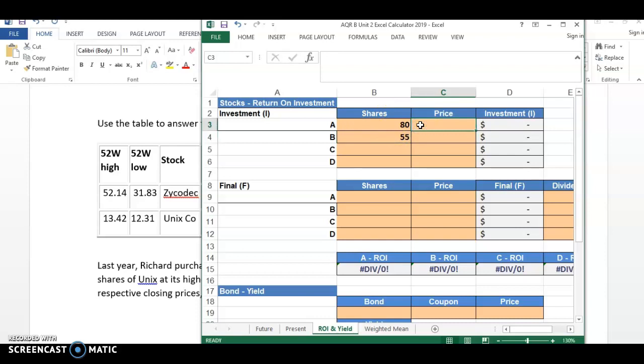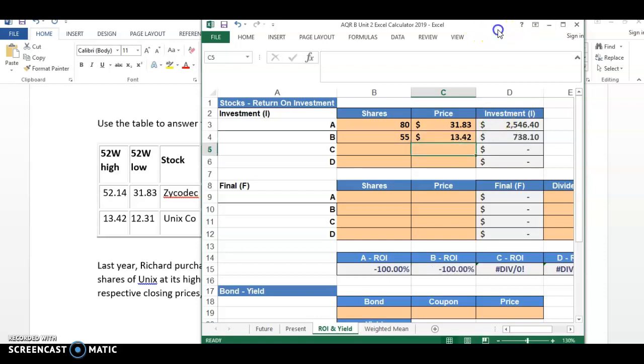Now it said he bought the Zycodec at its lowest price of the year. So the 52-week low, if you notice, is right here: $31.83. And then he bought the Unix at its high. Well, the high was $13.42.